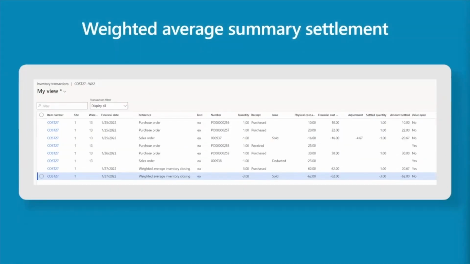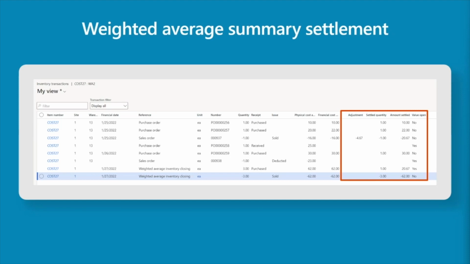In this example, we have the same transaction set we showed earlier for FIFO, but in this case, the item is set up to use weighted average. After you run the inventory close, you can see that the system has created settlements and adjustments and marked the inventory transactions as fully settled.